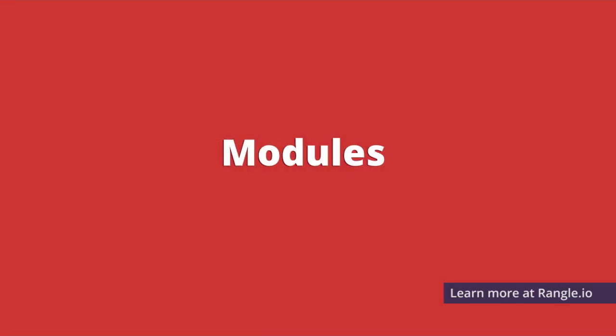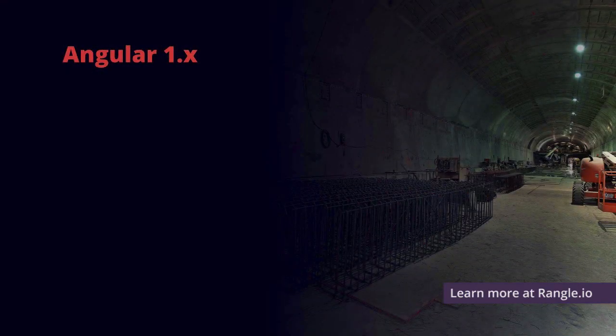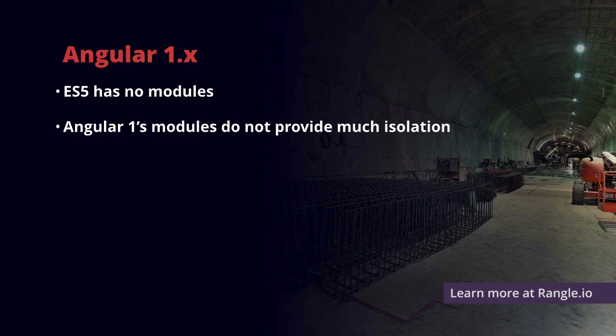So now, modules. That's another thing that Angular 1.x kind of provided us with. But let's look at them. ES5 itself has no modules. You could implement them in different ways, but there is no built-in module solution. Angular 1 provides us with a module system, but it's fair to say that the module system it provides really doesn't do much in terms of isolation.